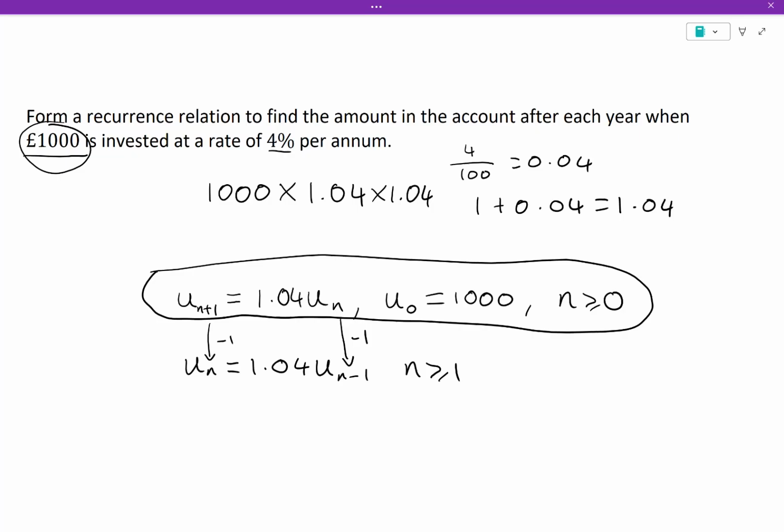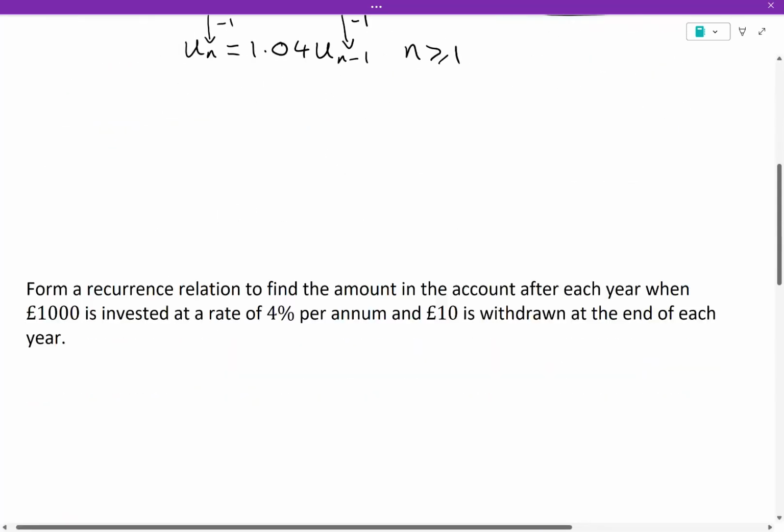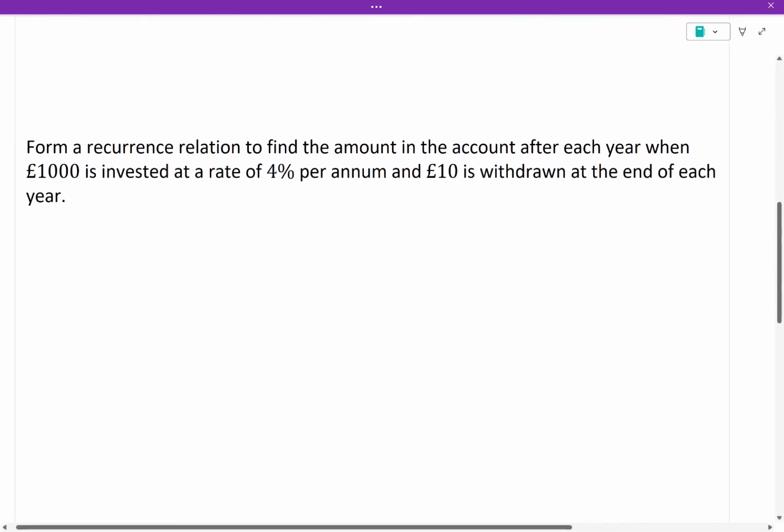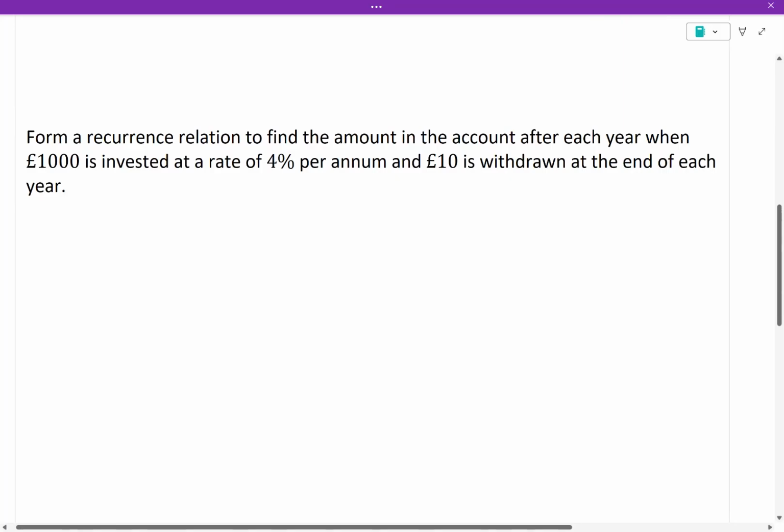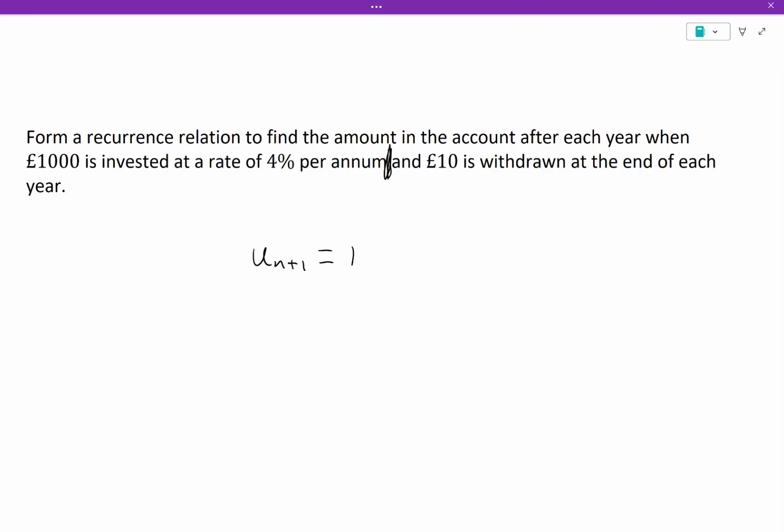Let's look at a slightly different scenario then. So have a read of this one. So we need to find the amount in the account after each year when 1,000 is invested at 4% per annum. So that is still the same as last time. Up until this point, nothing's changed. So I'm just going to write what we got last time. It was un plus 1 is equal to 1.04 un.